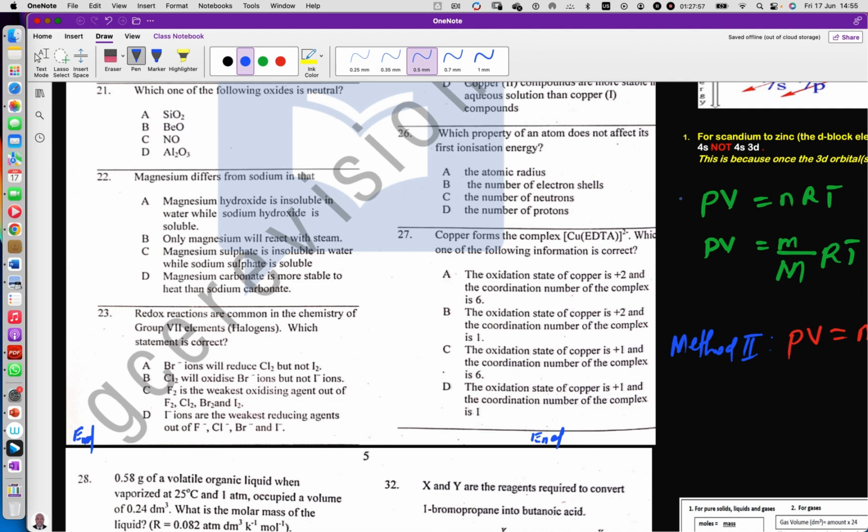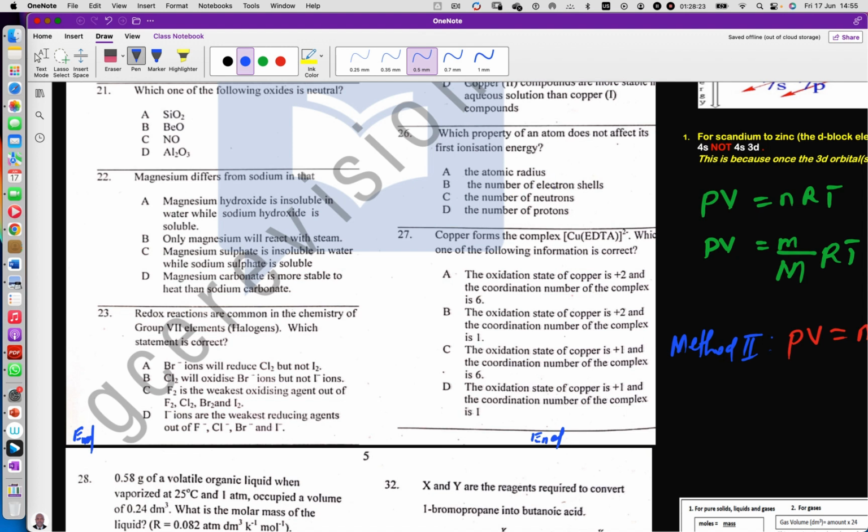So let's see if these ones are going to contribute to our answers. Which property of an atom does not affect its first ionization energy? Of course, the atomic radius, for question number 26. Atomic radius affects the first ionization energy.